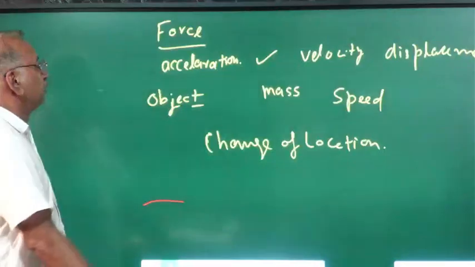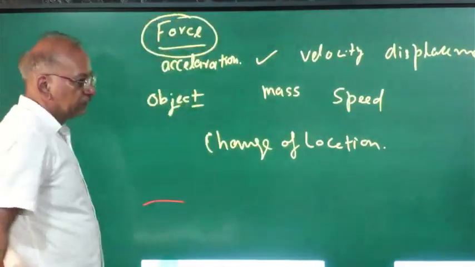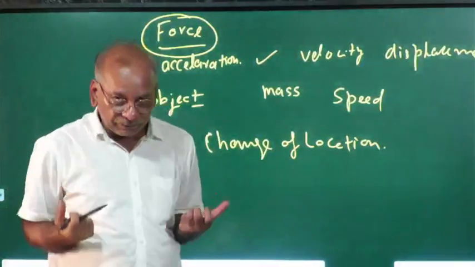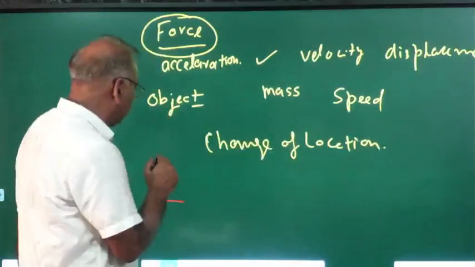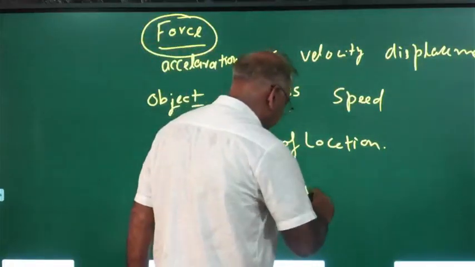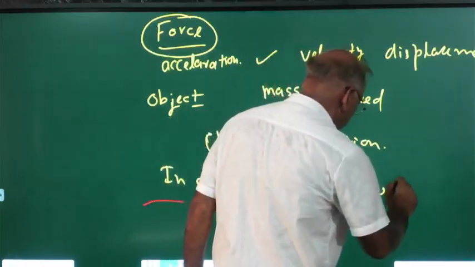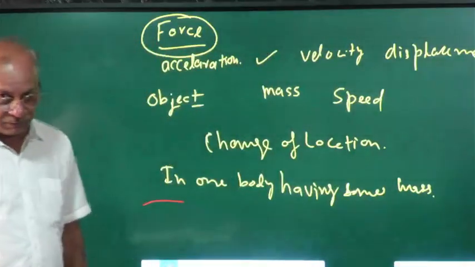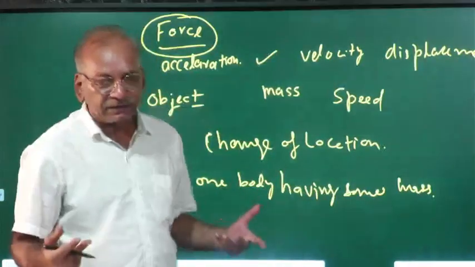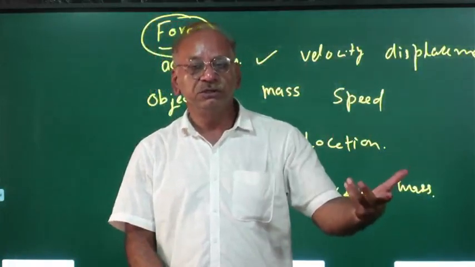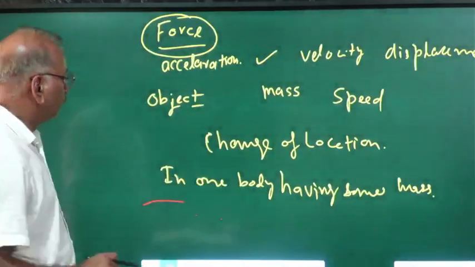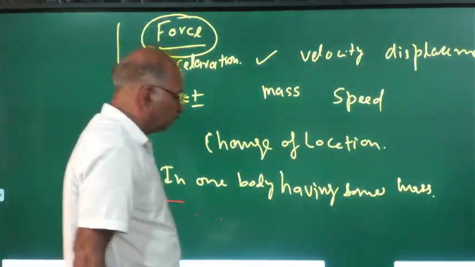Here in this chapter, we will mainly discuss the nature of force, and we will try to find what sort of force is being applied or being felt at various bodies. In one body having some mass, there may be one or more forces being applied or being felt simultaneously. There may be 1, 2, 3, or more also. Okay. This is the main point of discussion of this chapter, right?